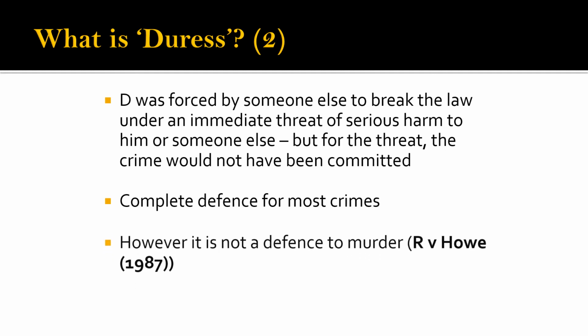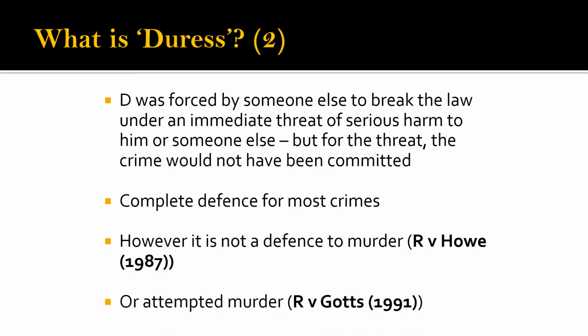And the two main limitations you will hopefully be familiar with, because we've looked at these cases before, are that duress cannot be available to crimes of murder. That comes from the case of Howe. It also can't be available to crimes of attempted murder, and that comes from the later case of Gotts.